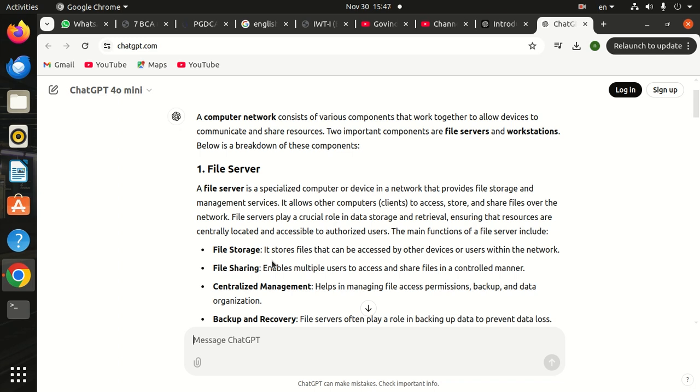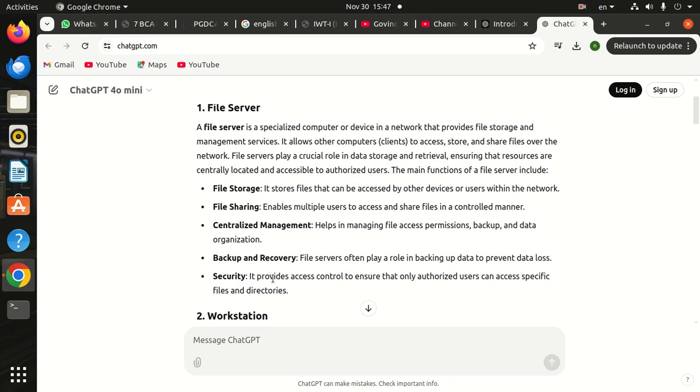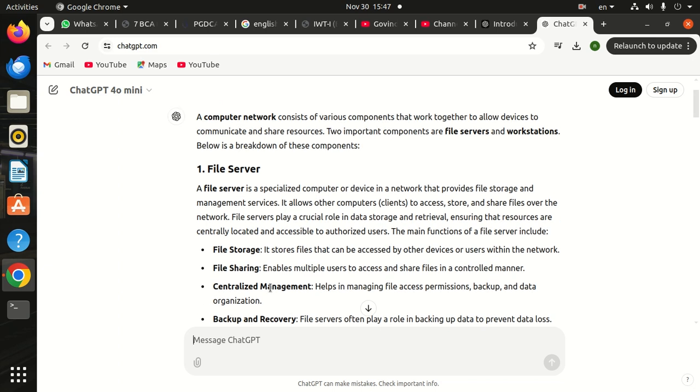I am going to discuss with you the main functions of a file server, which include first, file storage; second, file sharing; third, centralized management; then backup and recovery; and security. In the case of file storage, it stores files that can be accessed by other devices. File sharing enables multiple users to access and share files in a controlled manner. Centralized management means it helps in managing file access permissions. That means you can take a backup and data organization also.